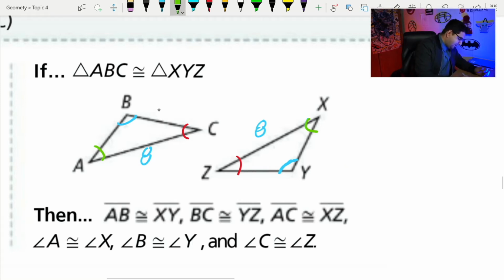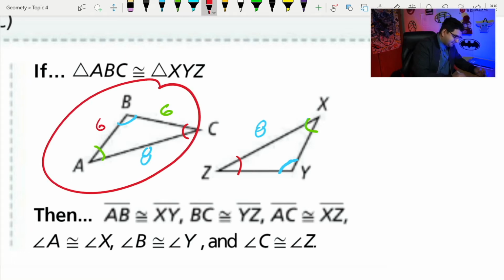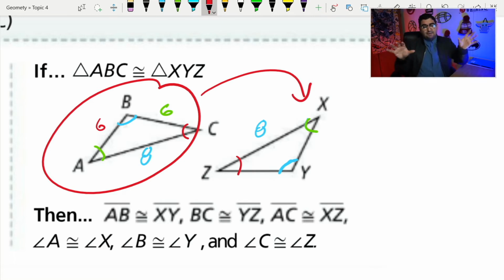They can tell me all of these side lengths. And if I have all of these side lengths and I know that these triangles are corresponding or congruent, then I know everything about this other triangle. So congruent triangles allow me to find out everything about each other triangle.